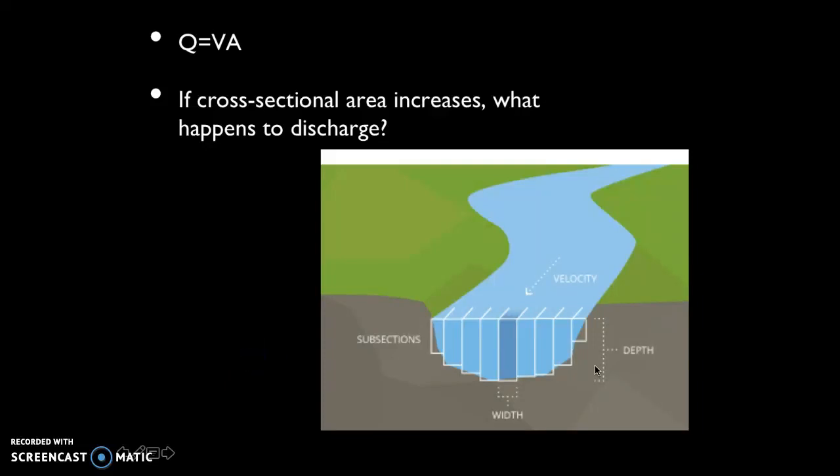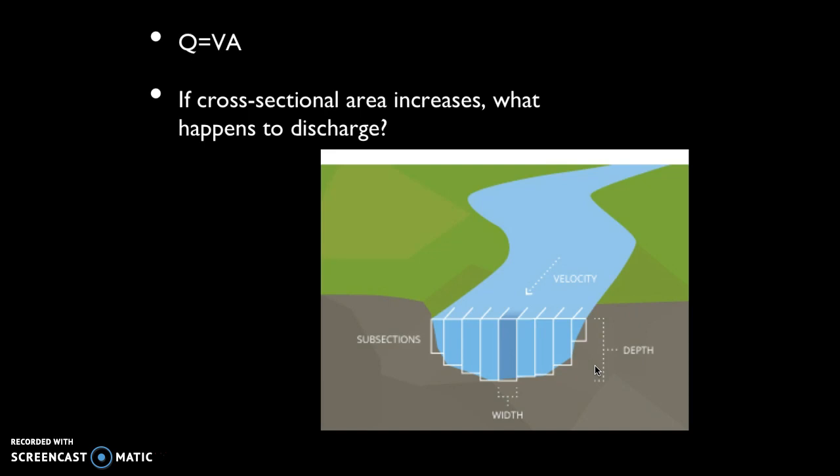Okay, so for some of you that may still be a little bit confused about the discharge formula and how that works if I were to change the cross-sectional area or change the gradient, the velocity within the stream, let's do a couple of exercises.